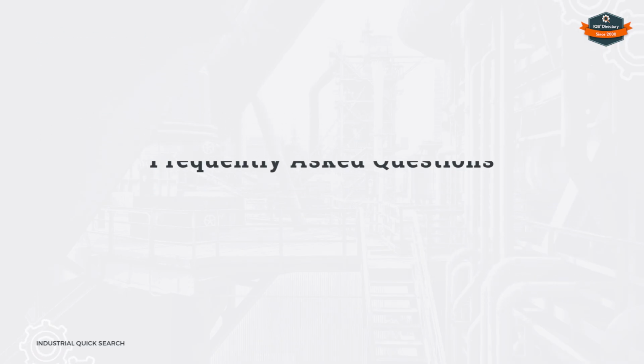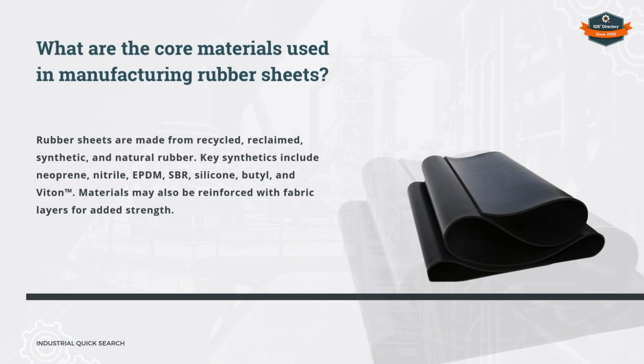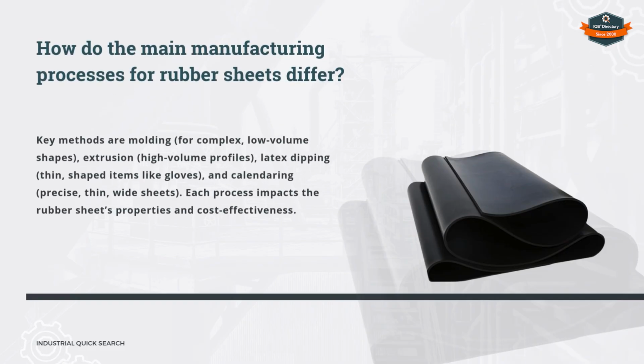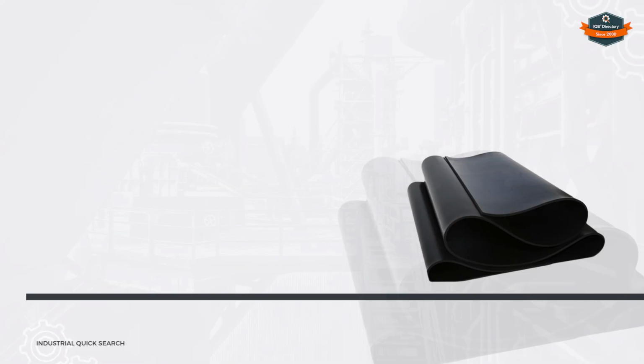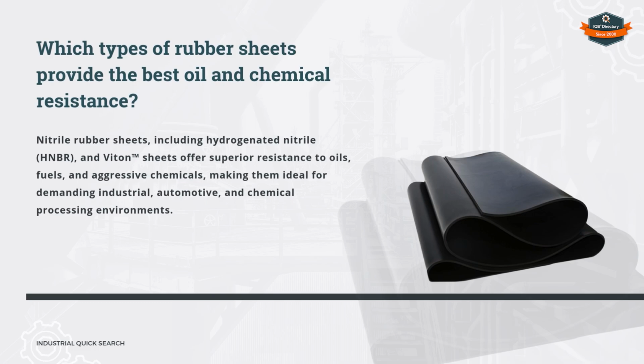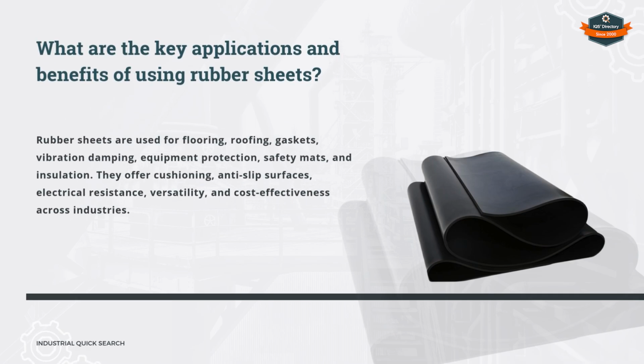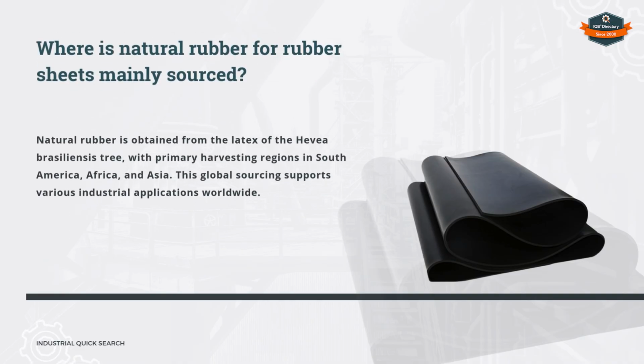Frequently asked questions. What are the core materials used in manufacturing rubber sheets? How do the main manufacturing processes for rubber sheets differ? Why is material selection important when choosing a rubber sheet? Which types of rubber sheets provide the best oil and chemical resistance? What are the key applications and benefits of using rubber sheets? Where is natural rubber for rubber sheets mainly sourced?